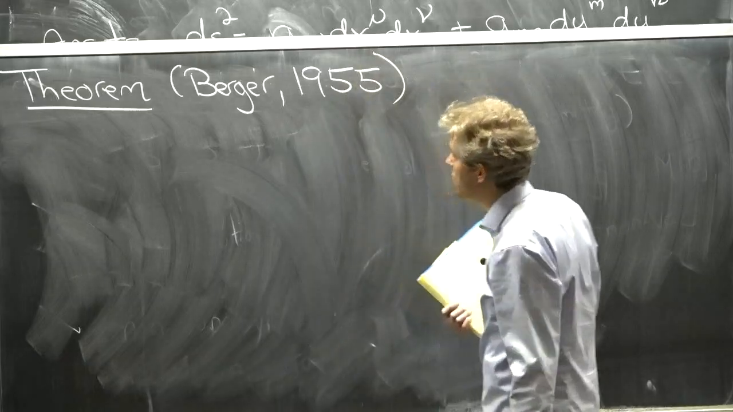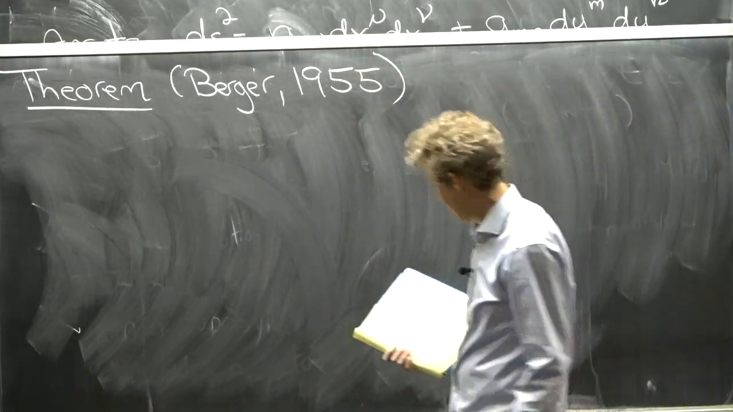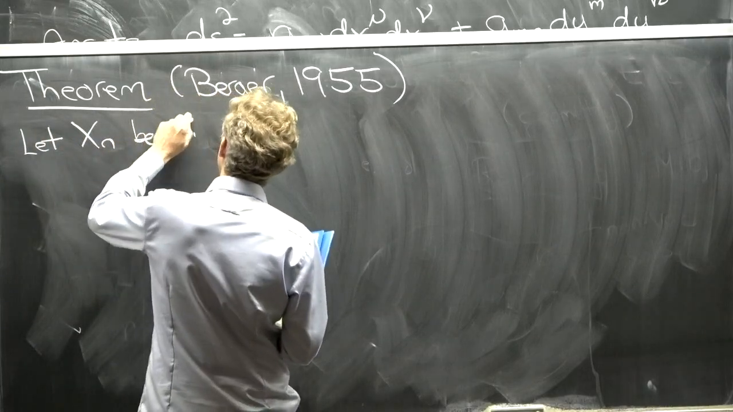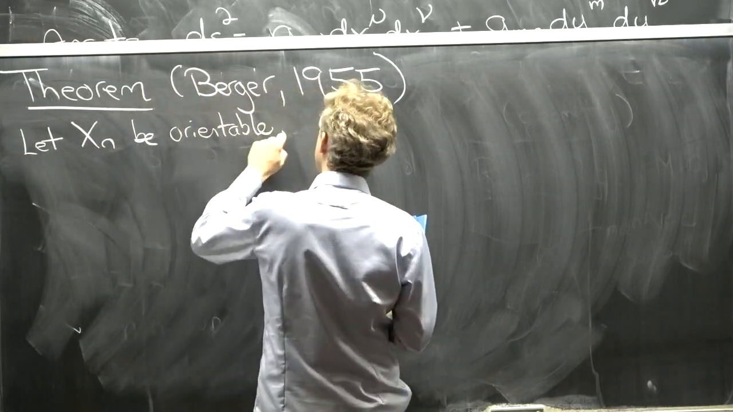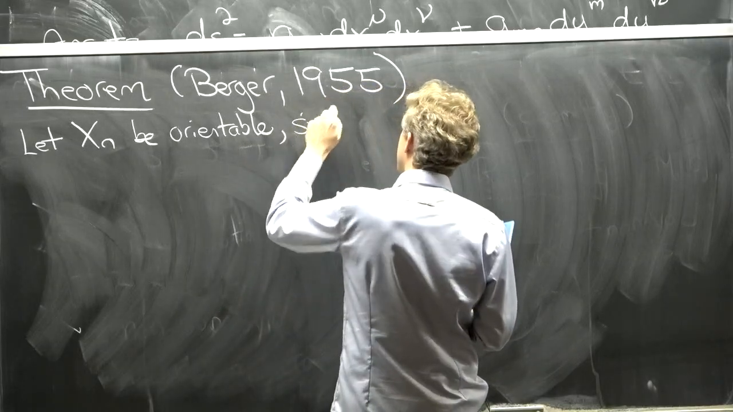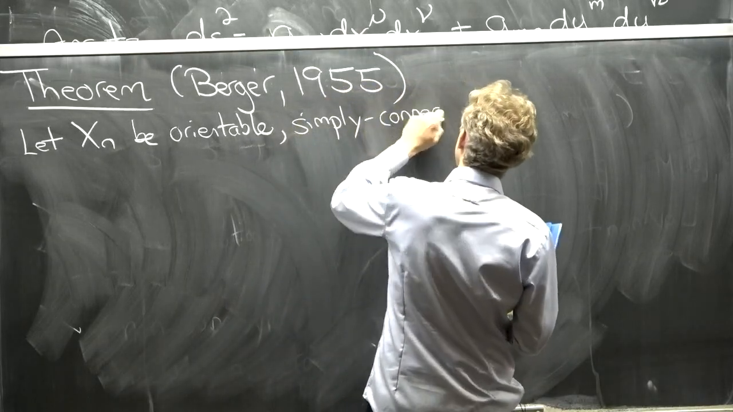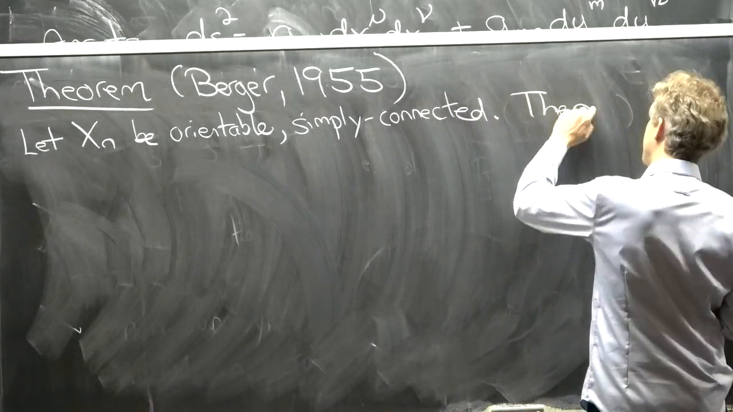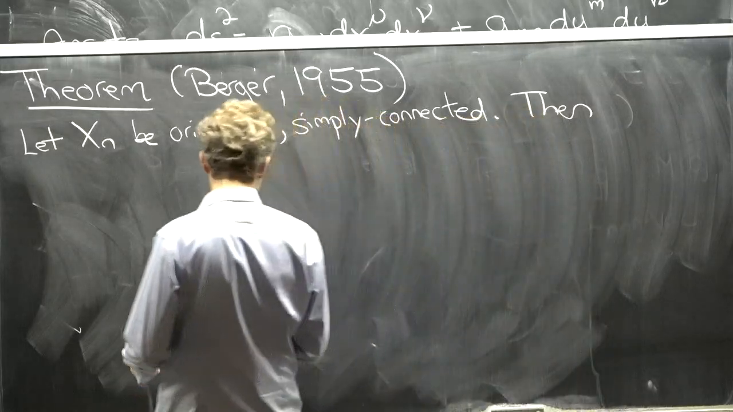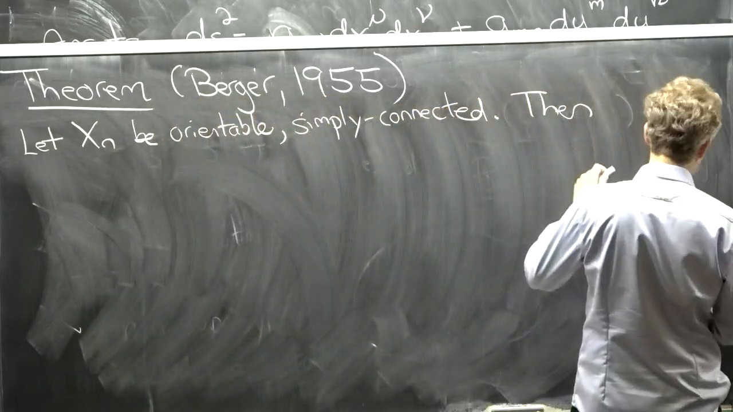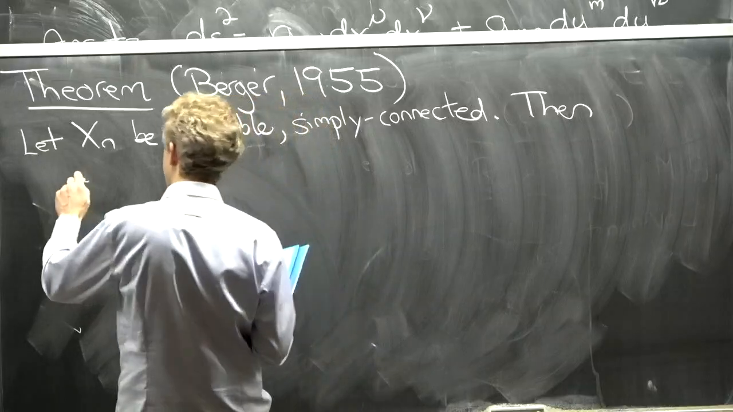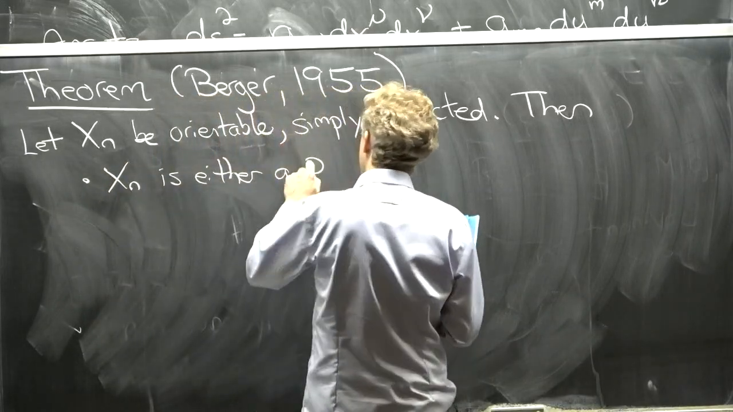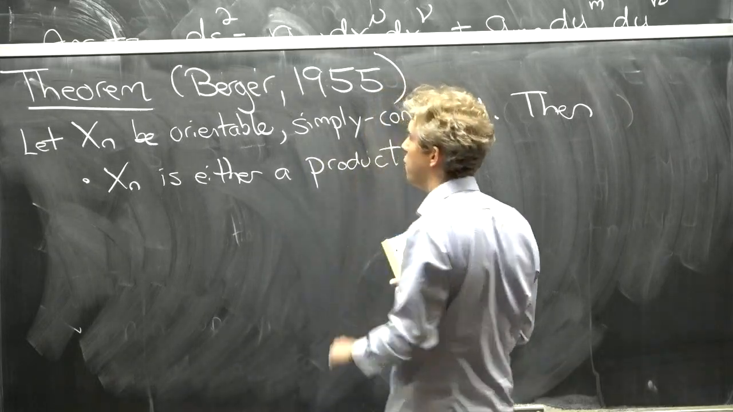So this is called the Berger classification. Let Xn be orientable, simply connected, and Riemannian. Then, what can this manifold be?